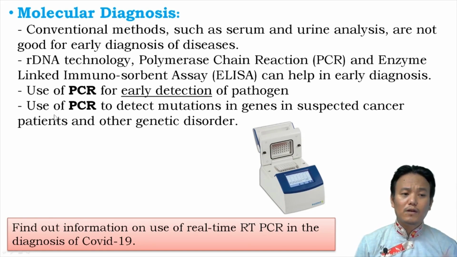This particular PCR method, or polymerase chain reaction, is also used to detect mutations in the genes, mutations in the genes in suspected cancer patients. It can also be used for the detection of other genetic disorders as well. So PCR is quite a useful tool in molecular diagnosis of different kinds of diseases, as well as the presence of pathogens within the human body.